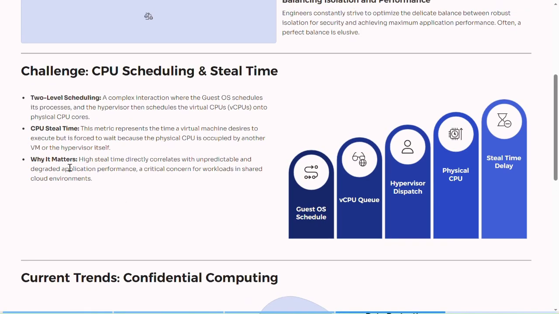After that, there is a challenge known as CPU scheduling and steal time. There are three categories, the first one is two-level scheduling, then CPU steal time. First of all, I would discuss two-level scheduling. In this, there is a big problem called steal time.